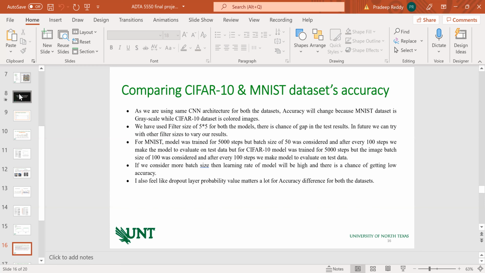The MNIST model was trained for 5,000 steps with a batch size of 50, and after every 100 steps we make the model evaluate on the test data. But the CIFAR-10 model was trained for 5,000 steps with an image batch size of 100, and after every 100 steps we make the model evaluate on the test data. I also feel the dropout layer probability value matters a lot for accuracy differences for both datasets.